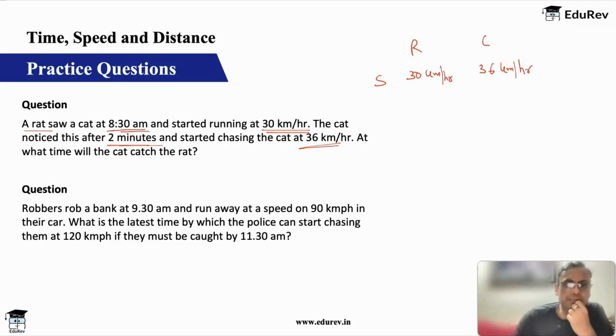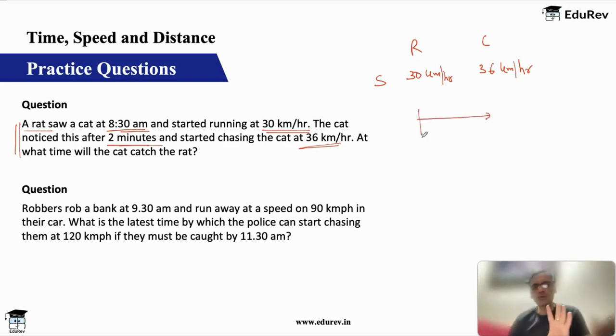Okay, so cat is 36 kilometers per hour. Okay, at what time will the cat catch the rat? Now this is a very important concept here. The rat ran ahead. Okay. Now if you see how much advantage does the rat have? When will the cat start chasing him? At 8:32, right? So cat will start chasing at 8:32. The rat would already be at some distance at 8:32.